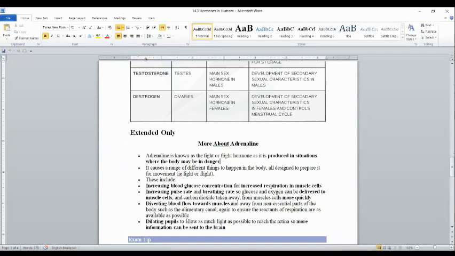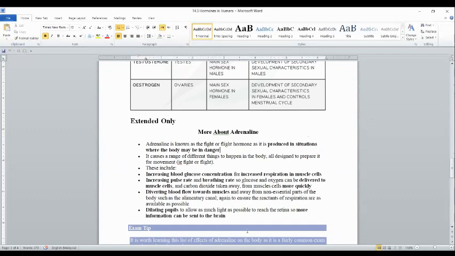And also, the pupils will be dilated, get wider. It allows as much light as possible to reach the retina, so more information can be sent to the brain. You need to get more information, so the pupil should get wider and let more light enter, because that moment is very crucial, very important for you. It's a matter of death or life perhaps.